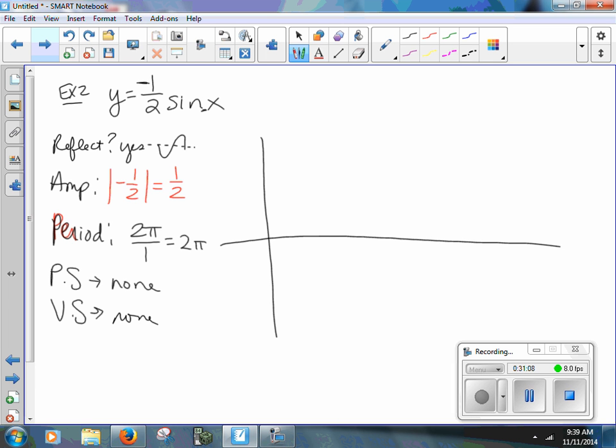Where's our oscillation line for this? The midpoint? It's what? Be more specific. Not 0, 0, be more specific. The x-axis. Okay? Or y equals 0. Yeah. Draw your oscillation line. Now.